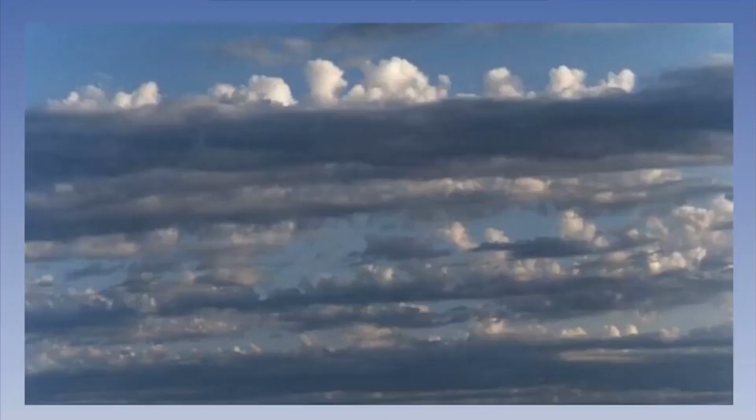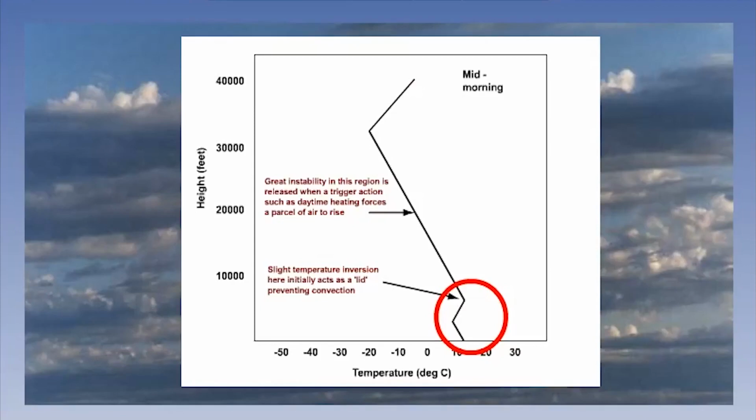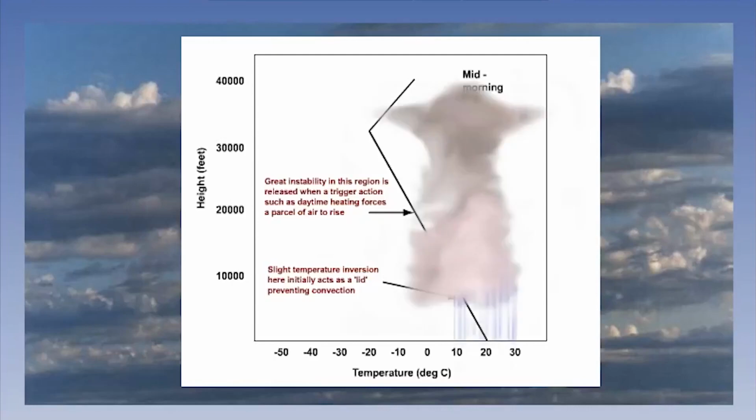The supercell system will usually start with an initial stage in which some instability is released at medium levels in the troposphere. This is typified by the appearance of altocumulus castellanus. However, the great depth of instability is only released when the slight inversion is broken, usually by daytime heating. Dramatic and vigorous ascent then takes place, with a cumulonimbus cloud quickly forming.